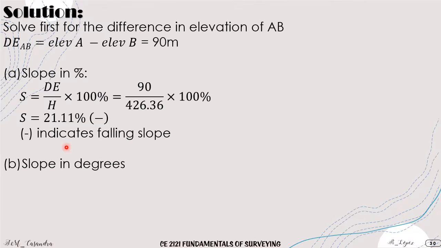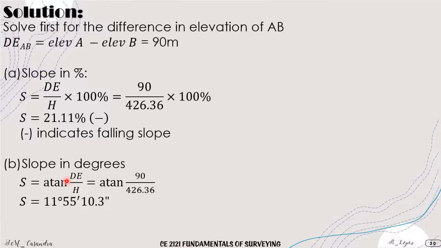So next, we have the slope in degrees. So we compute for the angle in degrees using arctangent of the vertical distance and their horizontal distance. And we'll have the answer at 11 degrees, 55 minutes, 10.3 seconds.